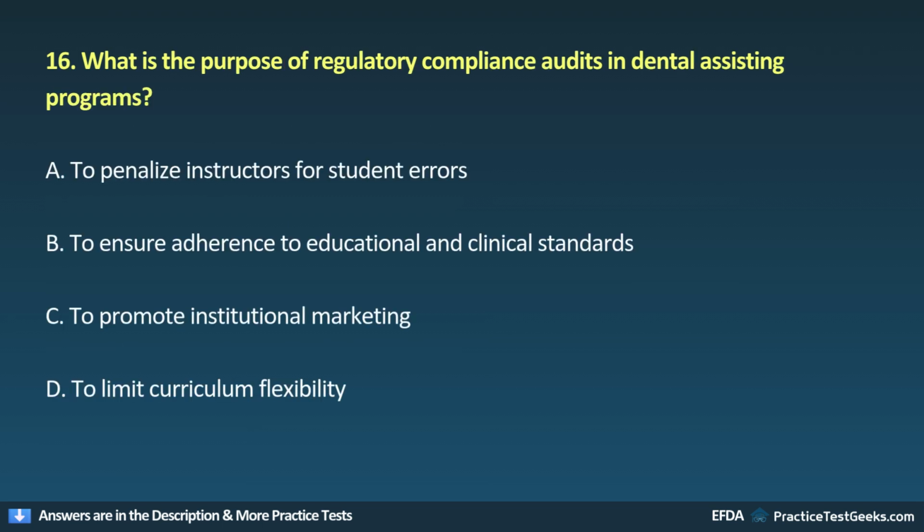16. What is the purpose of regulatory compliance audits in dental assisting programs? A. To penalize instructors for student errors. B. To ensure adherence to educational and clinical standards. C. To promote institutional marketing. D. To limit curriculum flexibility.